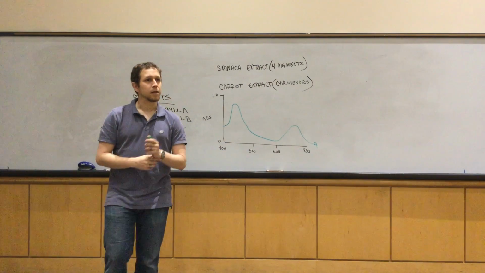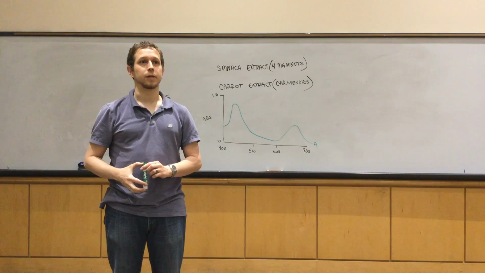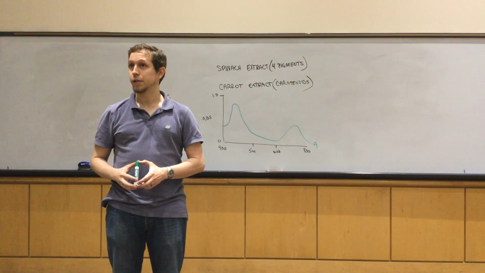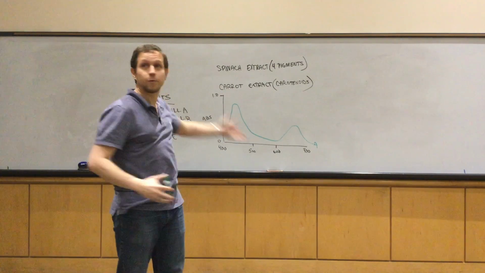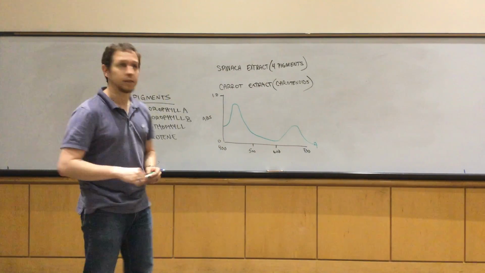Somebody want to remind me? Purple light. High energy or low energy in terms of the energy associated with it? High levels of energy. It would make sense for photosynthesis if we're trying to capture a lot of light energy, we want to capture the light with the most energy.